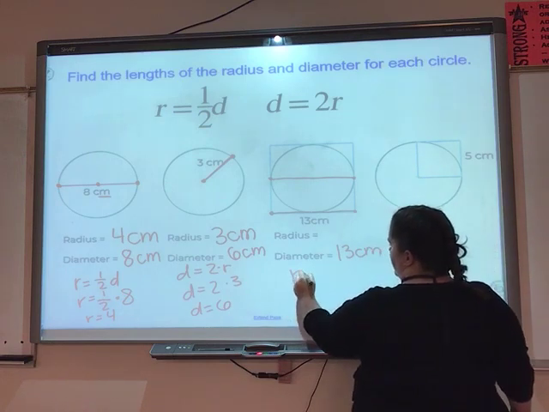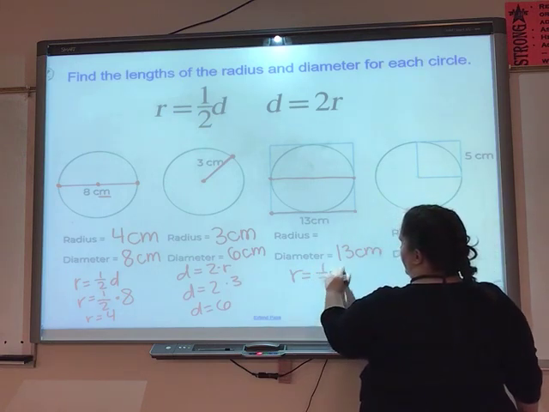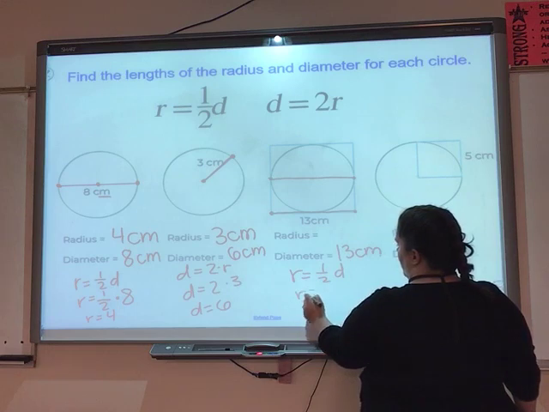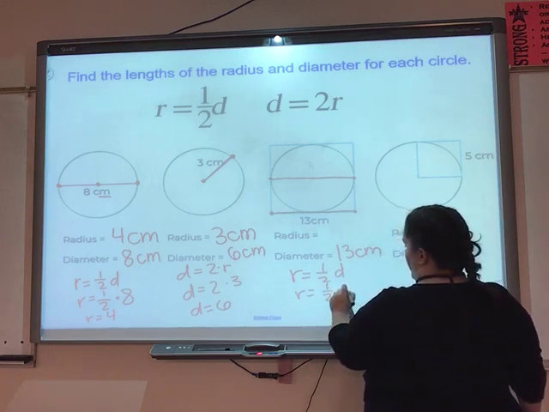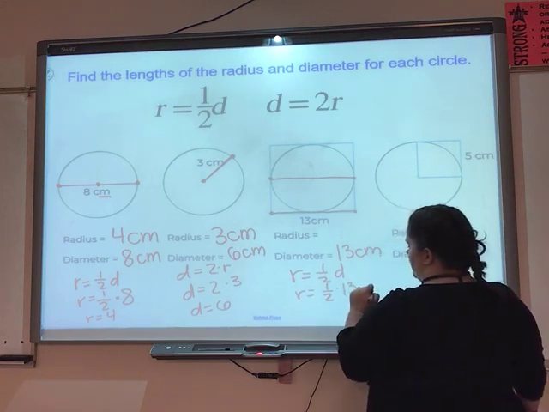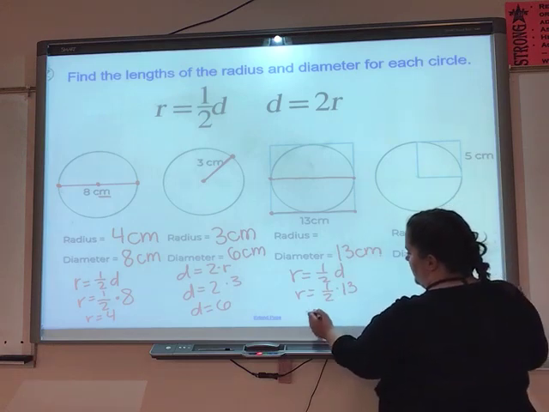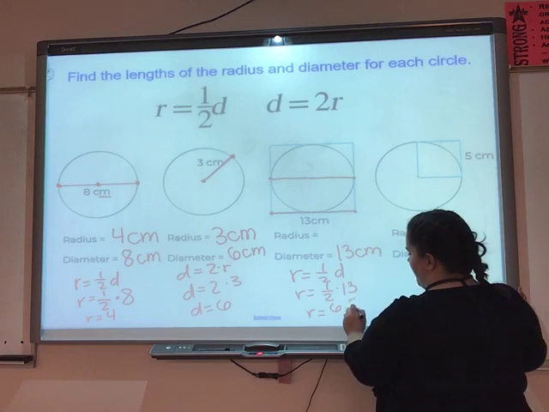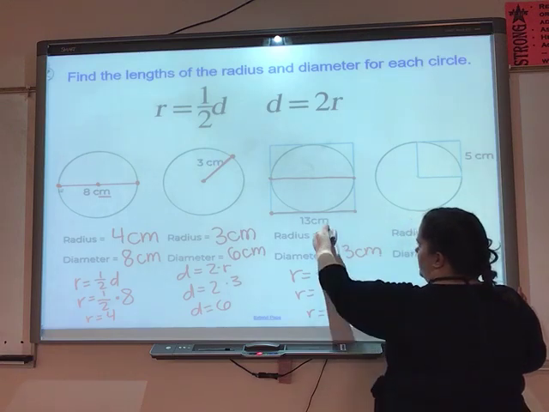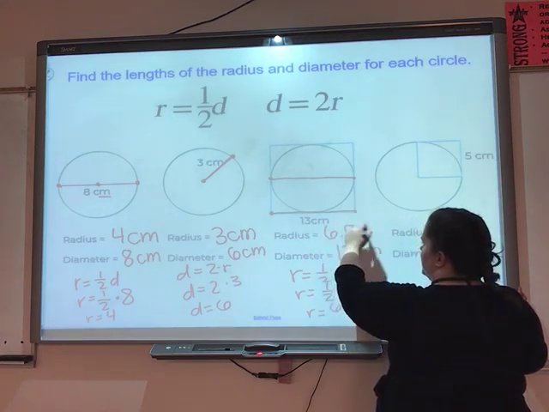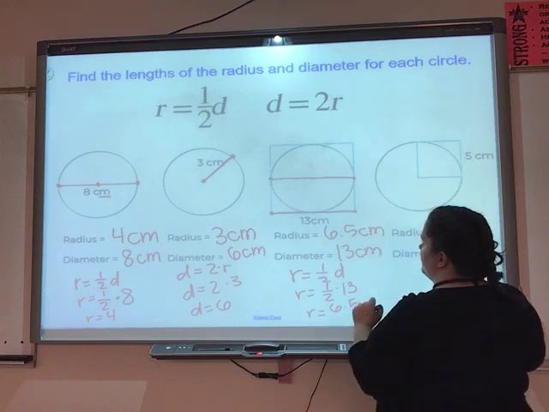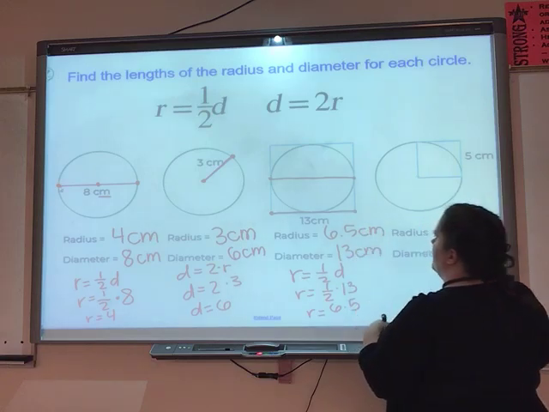Then we have radius equals 1/2 times diameter. The diameter is 13, so our radius is 6.5. So we have 6.5 centimeters for the measurement of our radius.